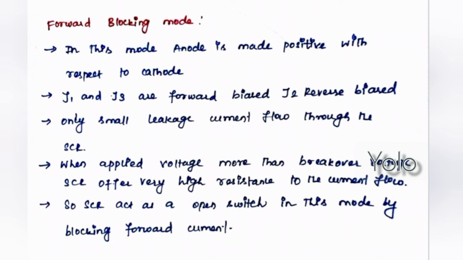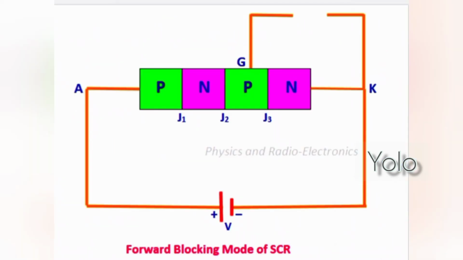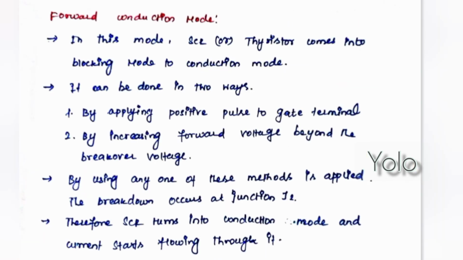Forward conduction mode. In this mode, SCR goes from blocking mode to conduction mode. It can be done in two ways: by applying a positive pulse to the gate terminal, and second by increasing the forward voltage beyond the breakover voltage. By using either of these methods, the breakdown occurs at junction J2. Therefore, SCR turns into conduction mode and current starts flowing through it.